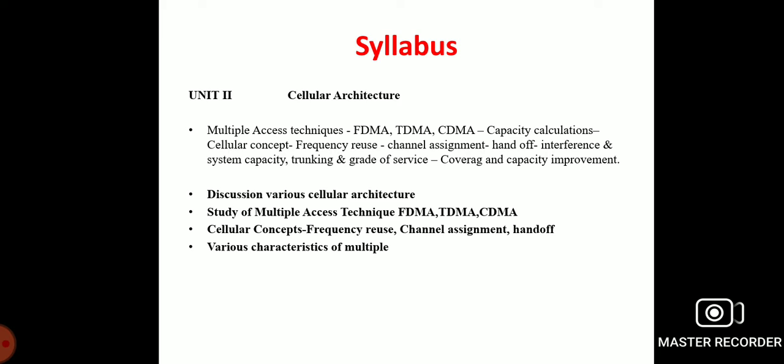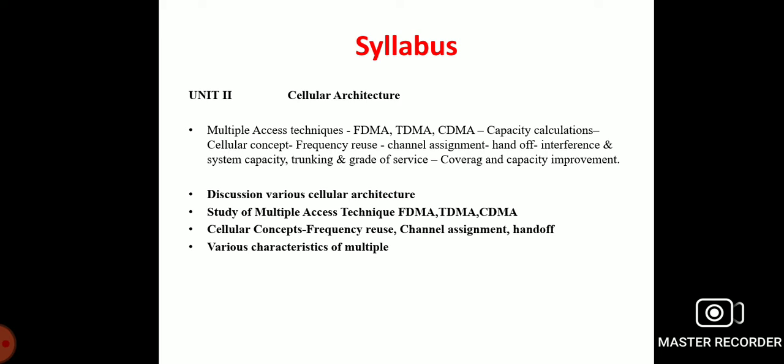And then we are calculating the capacity of the frequency spectrum, and the general cellular concept, for example the frequency reuse techniques, what the channel assignment techniques are, and also the handoff procedures, and then the interference in the wireless communication channel, the system capacity, and the trunking and the grade of service in the wireless communication medium. Finally, we are going to discuss the coverage and capacity improvement.